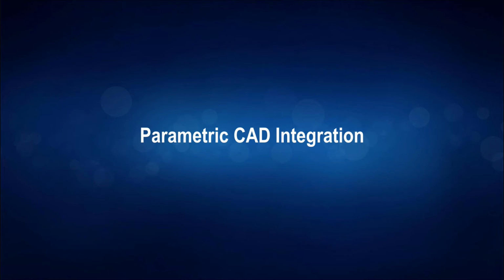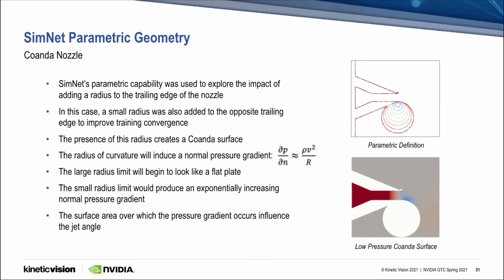All right, I'm going to talk a little bit about how we took these results and integrated them back into CAD with SolidWorks. If we look at how we defined the parametric geometry for SimNet, you can see that we added a radius to both trailing edges. And then we took advantage of one of the trailing edges to change that radius as part of our parametric study. And you can see in the lower right-hand corner, by increasing that radius, you change the pressure gradient at that exit. And that's one of the parts of the Coanda effect that we're going to be taking advantage of in this design.